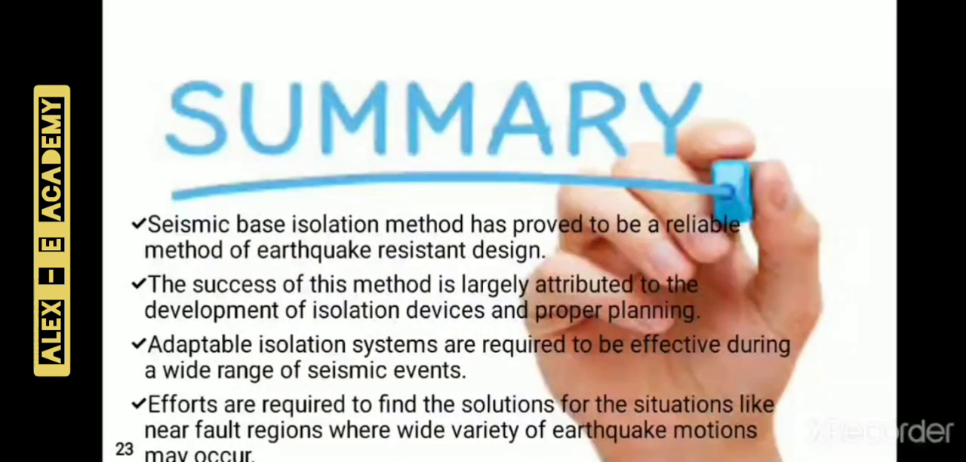Thus, we summarize our topic as: base isolation can reduce the seismic demand of the structure and improve safety of the structure.